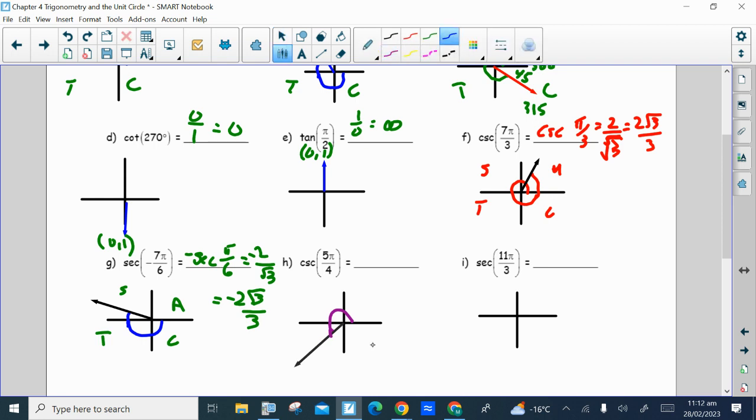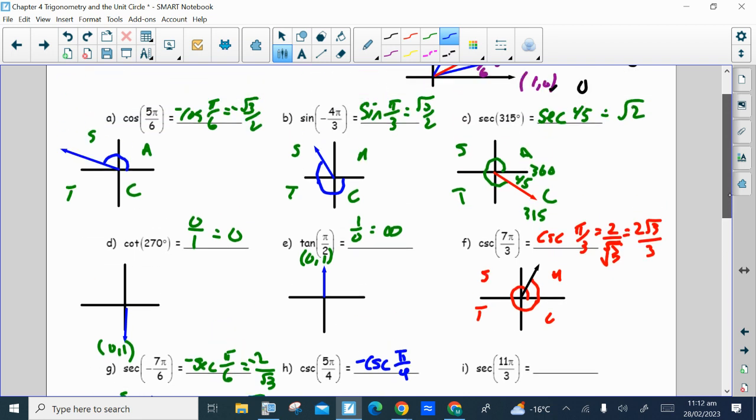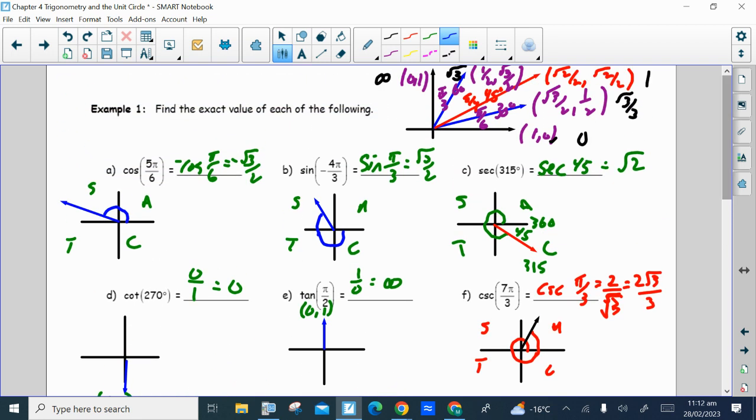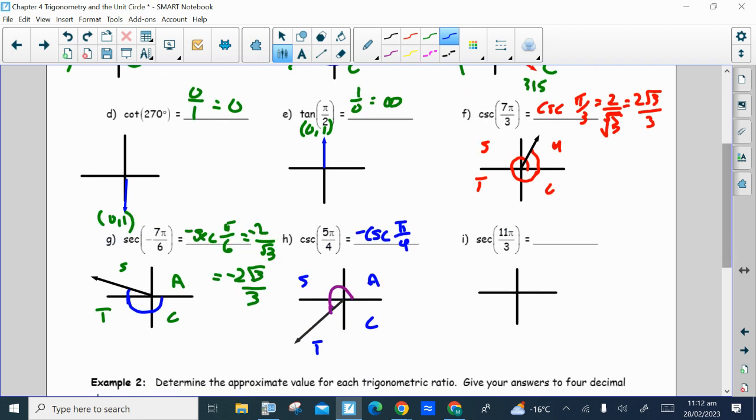Our CAST rule tells us that this is the T quadrant. We want cosecant, which is the reciprocal of sine. So this is going to be the negative cosecant of the reference angle, which is, again, pi on 4. So at pi on 4, we want the reciprocal of the sine. The sine and the cosine are both root 2 over 2. But remember, that came from 1 over root 2. And if you think about it like that, it's much easier to take the reciprocal. It would just be negative root 2. The reciprocal of 1 over root 2 is just root 2.